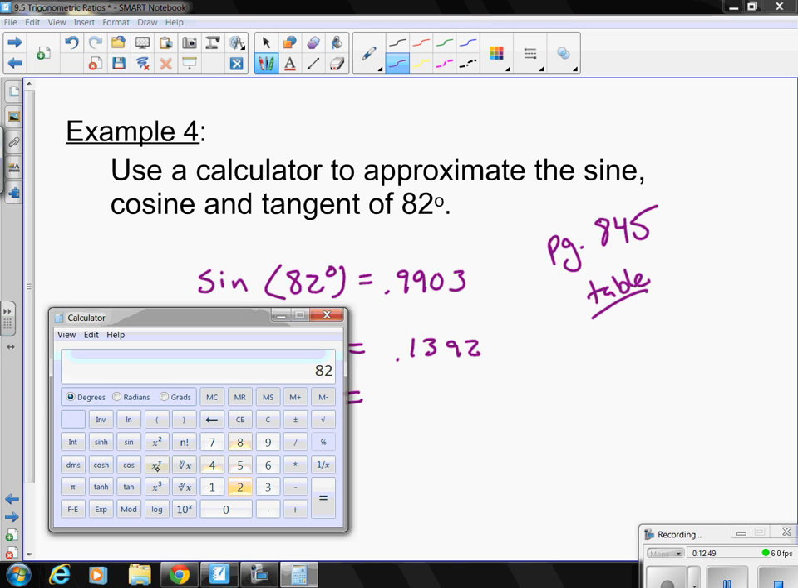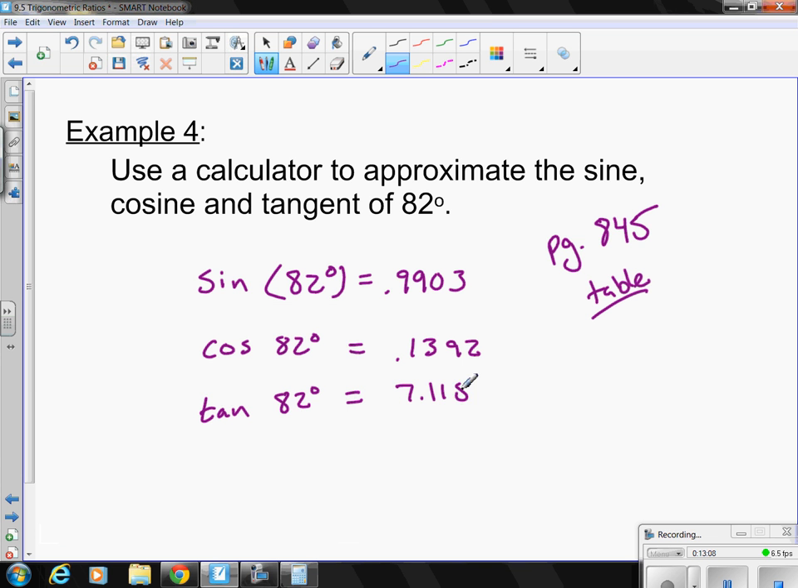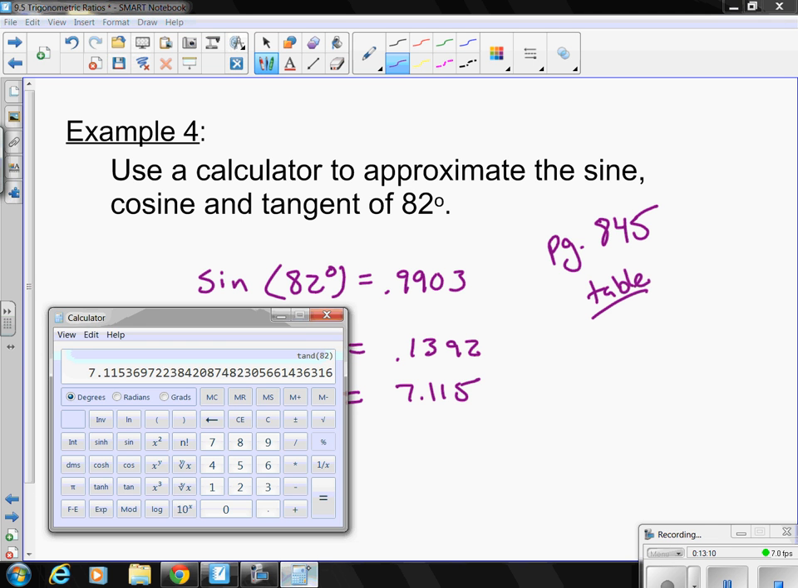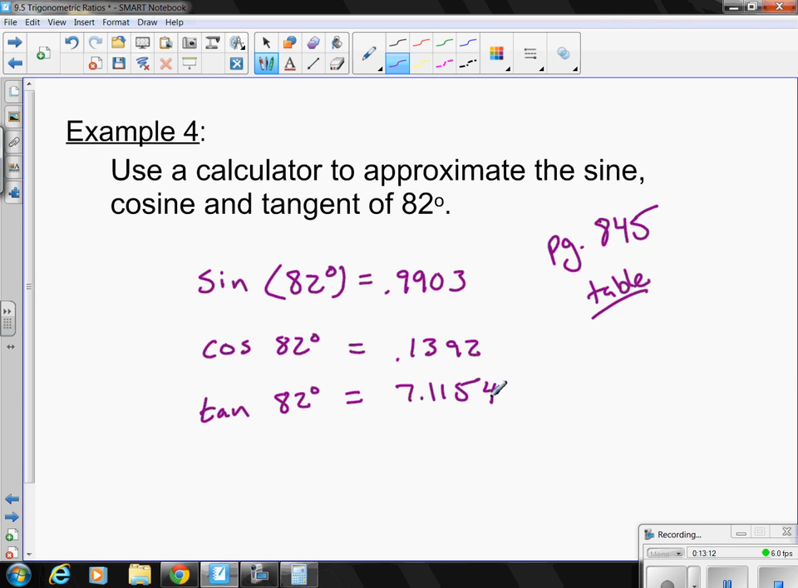Remember, depending on your calculator, you type it in differently. Most calculators, you just type it in just how it looked. I don't think that's the right button. I wonder if I hit the wrong one. I'll try it again just to make sure. 82 tangent, yep, 7.1154. Okay, so remember, tangent's the only one that can be bigger than 1.